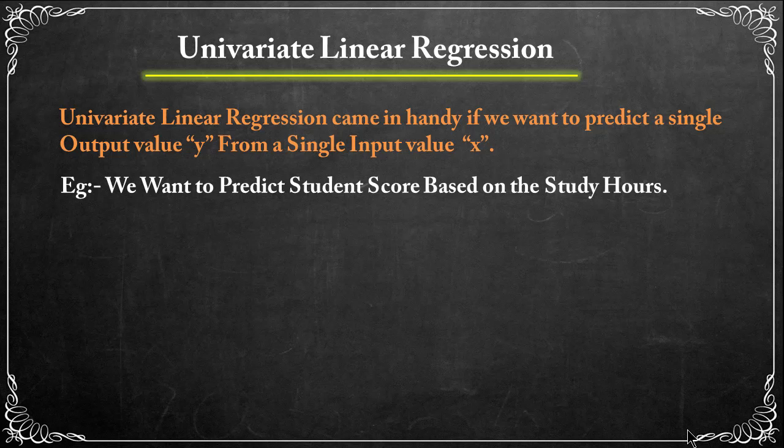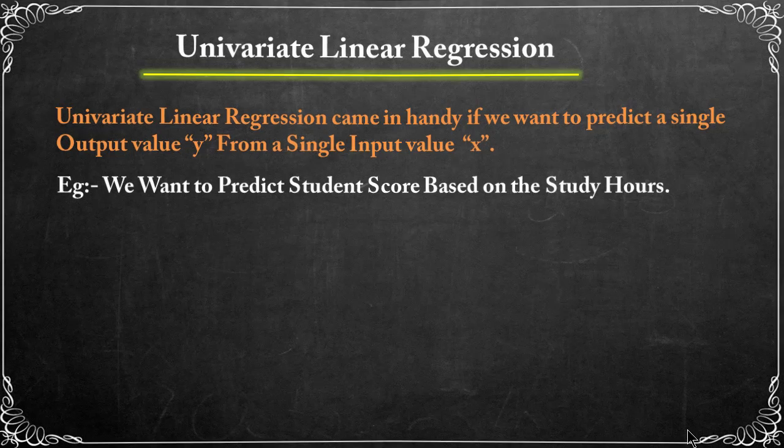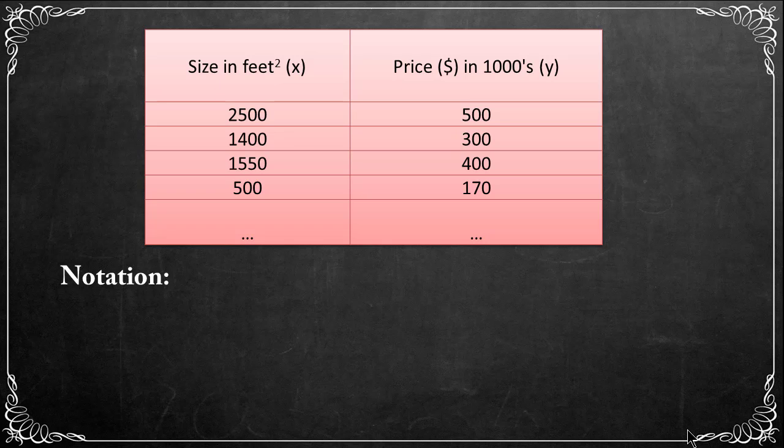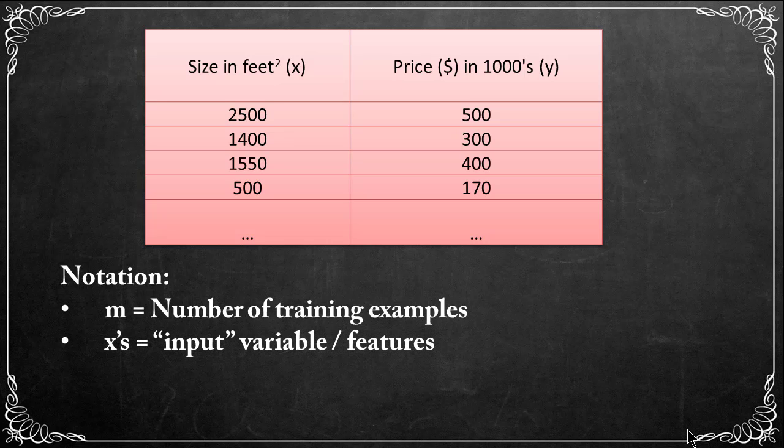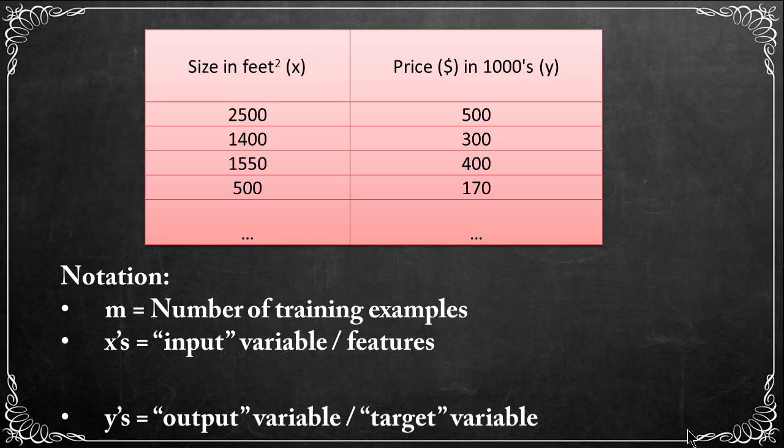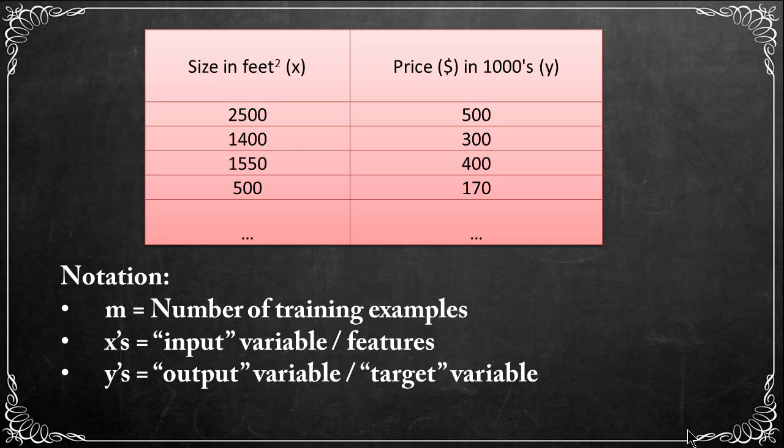Now, some of the notations will be very useful for you, so let's see some of the notations. First of all, the m. What does m mean here? The m here is the number of training examples. In this case, we have an example of m equals 4, which is the number of training examples. We have x, which is the input variable or features, and y, which is the target variable or output variable.